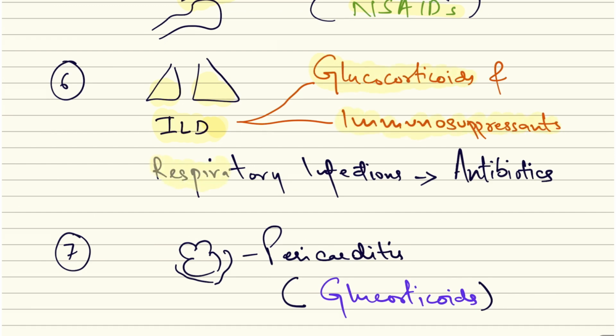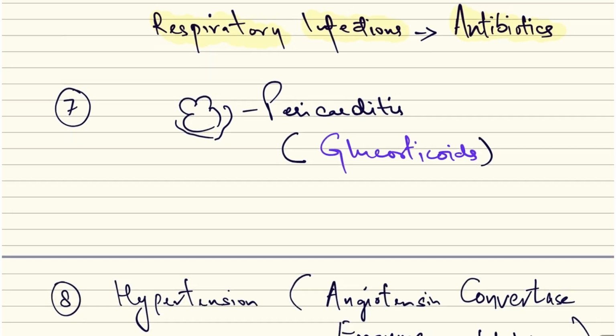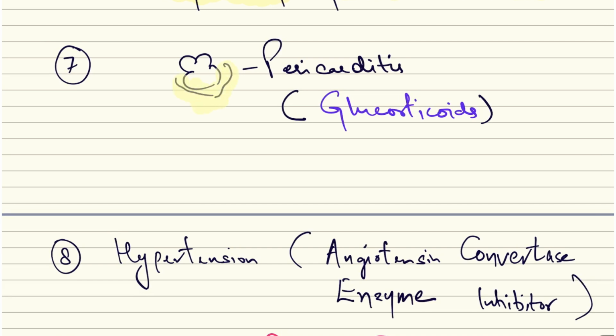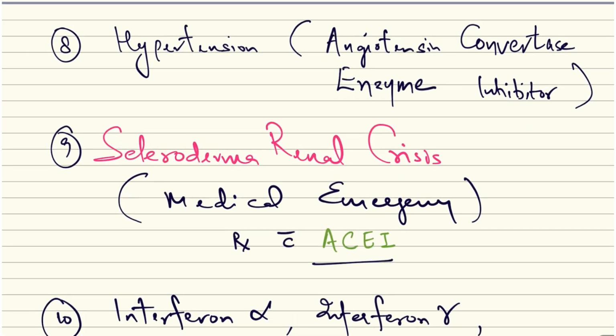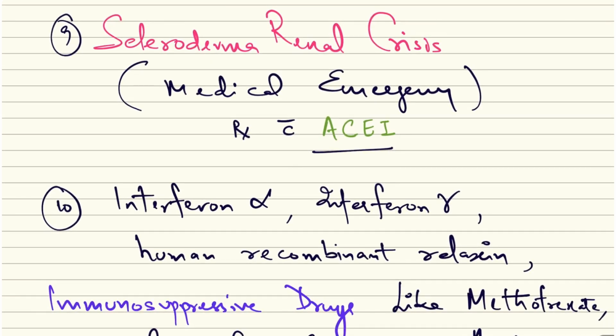Also, since there is a risk of respiratory tract infections in patients of systemic sclerosis, we can try antibiotics also. Also, the layer of the heart, the pericardium, undergoes inflammation in systemic sclerosis, and this is called pericarditis, and to treat the pericarditis we give drugs like glucocorticoids. Since they are also hypertensive, to control their blood pressure we give drugs like angiotensin converting enzyme inhibitors. Since they also have risk of scleroderma renal crisis, and we know that scleroderma renal crisis is a medical emergency, for treating this medical emergency we give angiotensin converting enzyme inhibitors. These drugs are helpful in scleroderma renal crisis.